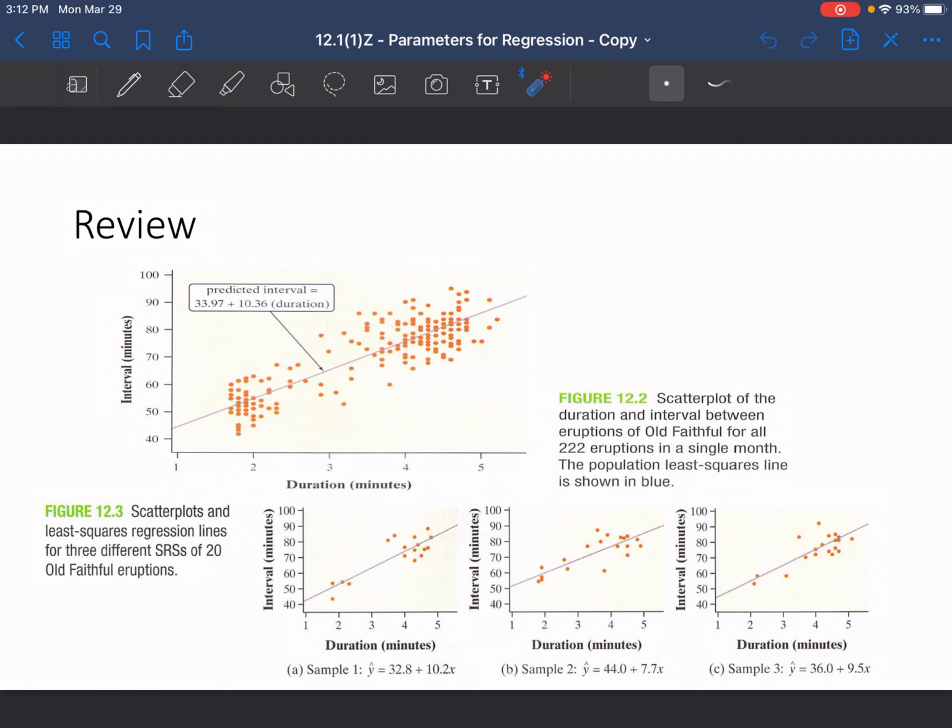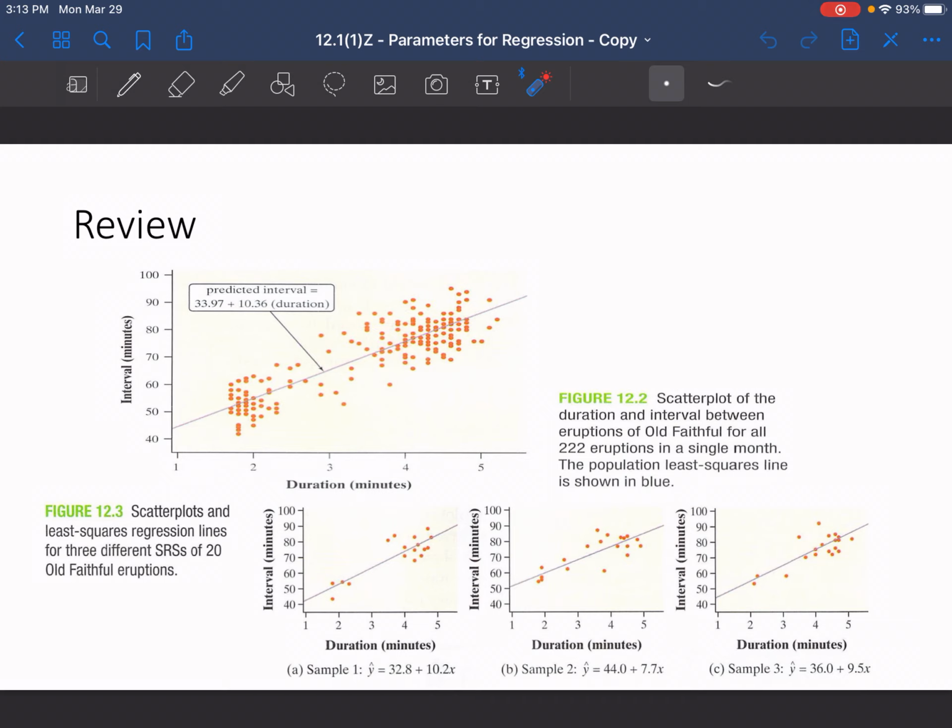The population least squares line is shown in blue. So all of these little dots represent how long that eruption actually lasted, as well as how long in between each one of those eruptions lasted, and each one represents one of the 222 eruptions in a single month.